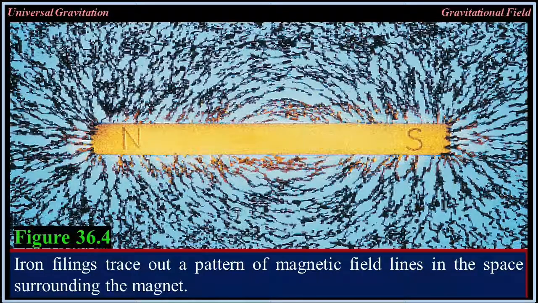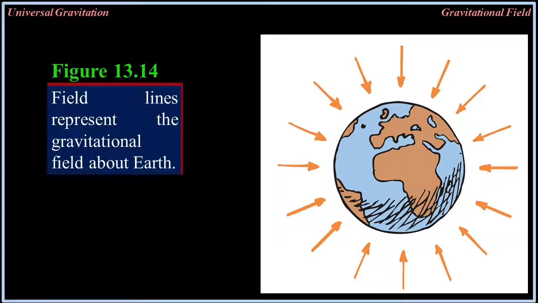Figure 36.4. Iron filings trace out a pattern of magnetic field lines in the space surrounding the magnet. You can see the north and south poles, and then the field lines. The arrows in figure 13.14 show the field direction. A particle, astronaut, spaceship, or any mass in the vicinity of Earth will be accelerated in the direction of the field lines at that location.